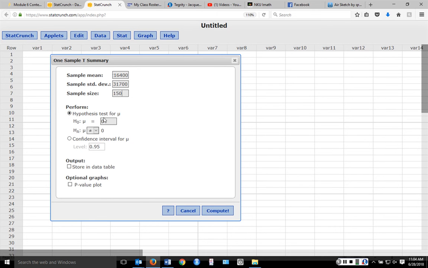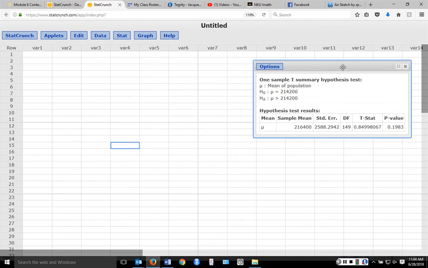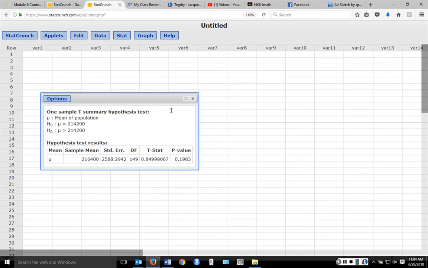And then I just want to make my hypotheses look like what I had in step 1. So the number I have in my null hypothesis was $214,200. My alternative hypothesis sign we chose was the greater than because we wanted to see if the mean house price had increased. Once I have that, I'm going to hit compute, and that's where you're seeing the output that you have, where I just rounded some of those numbers.